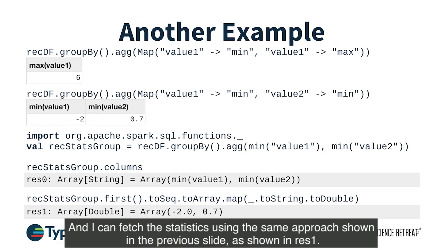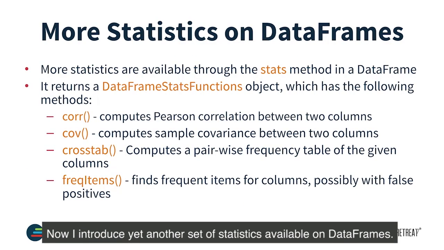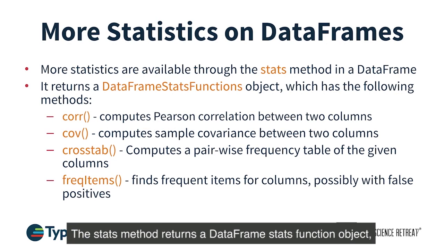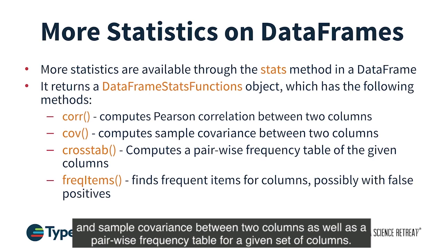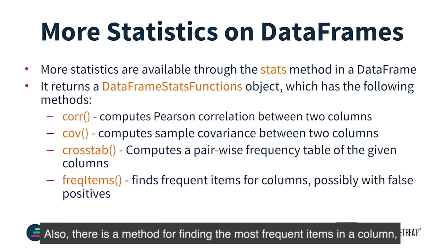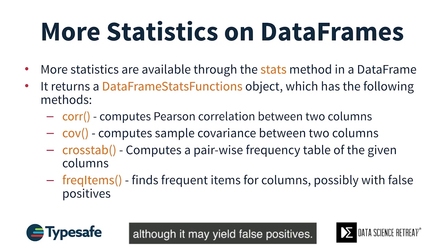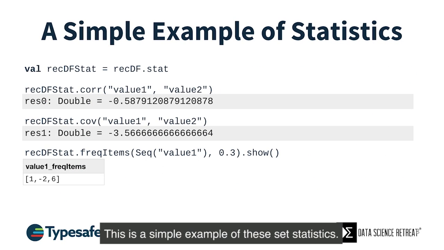Now I introduce yet another set of statistics available on DataFrames. The stats method returns a DataFrameStatFunctions object which has another set of methods for computing Pearson correlation and sample covariance between two columns, as well as pairwise frequency table for a given set of columns. Also, there is a method for finding the most frequent items in a column, although it may yield false positives. This is a simple example of these statistics.